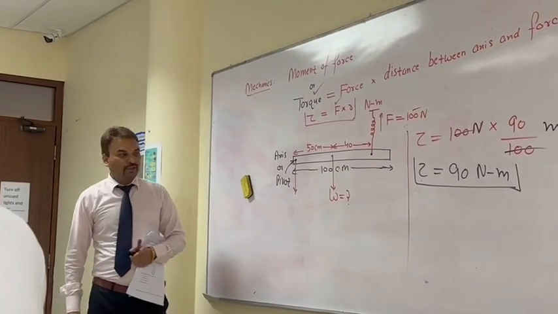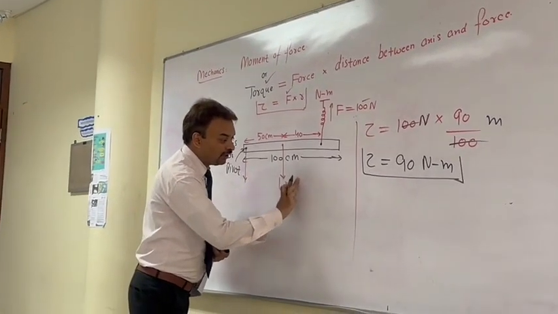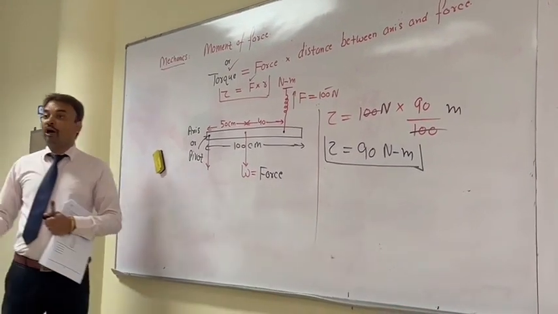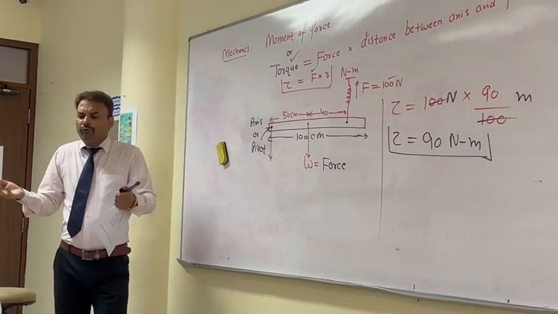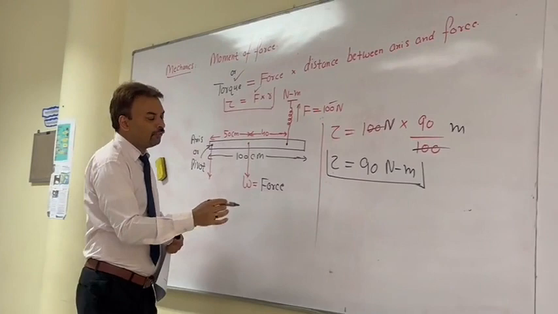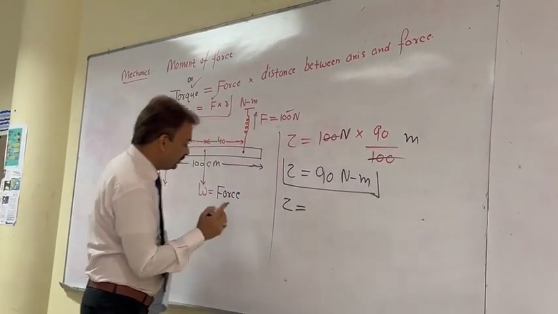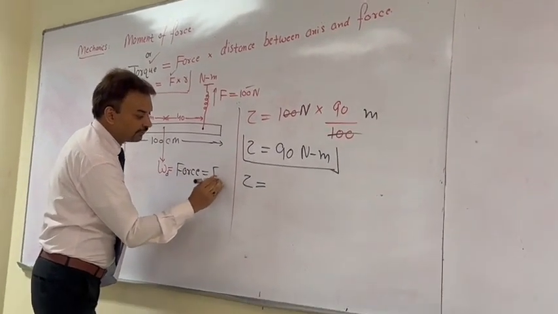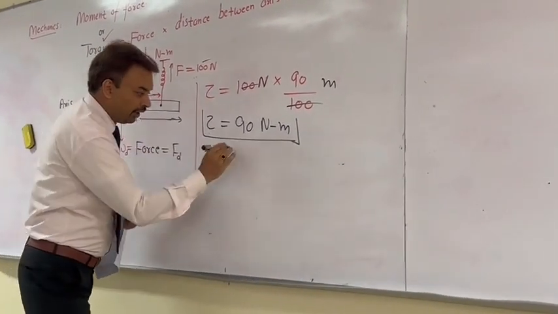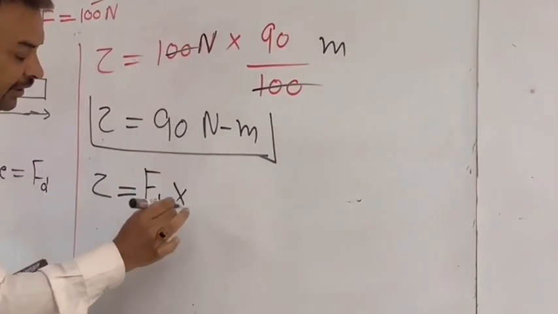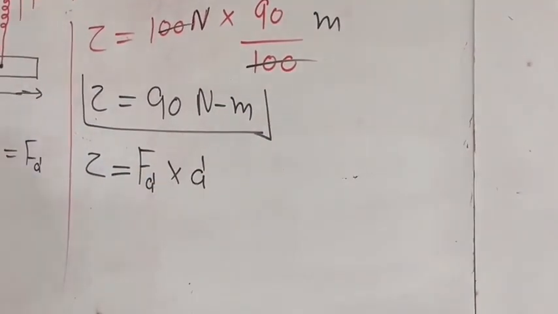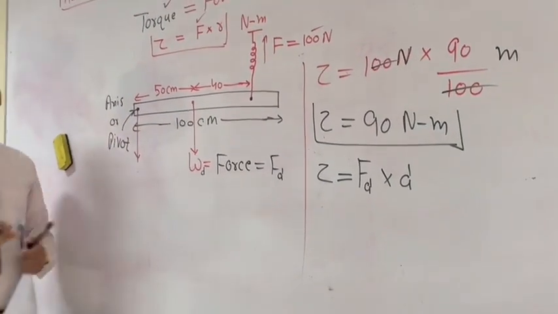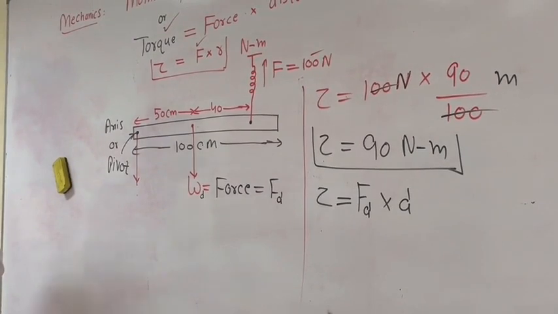How to find out W? W is also a force, a downward force. So how do we find out W, the downward force? Both are the same thing. Again, I will use the same formula. Torque is equal to the downward force, which I can write as FD, multiplied by the distance between the downward force and the axis. What is the distance between the downward force and the axis? 50 centimeters.